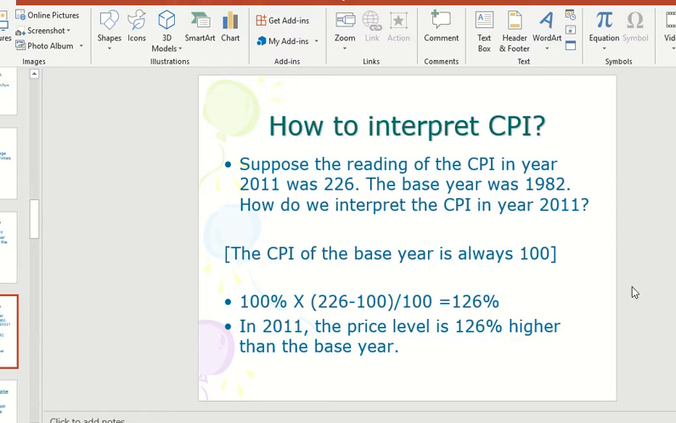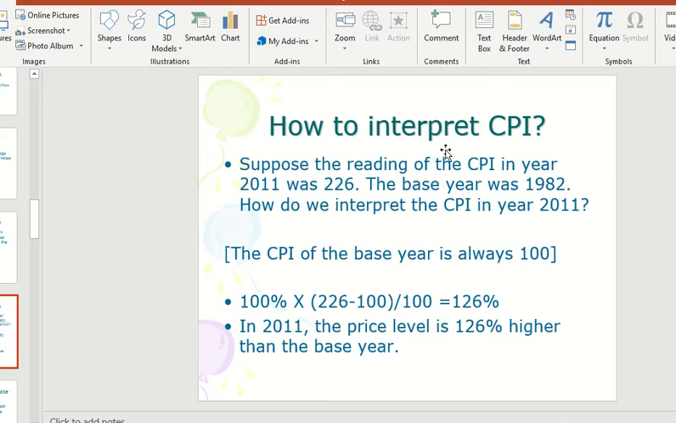One thing we can say upfront is that the CPI of the base year is always 100 by design. It is constructed that way so that it is easy to interpret, easy to read, easy to maneuver. The same goes for other price indexes. It's either 100 or 1.